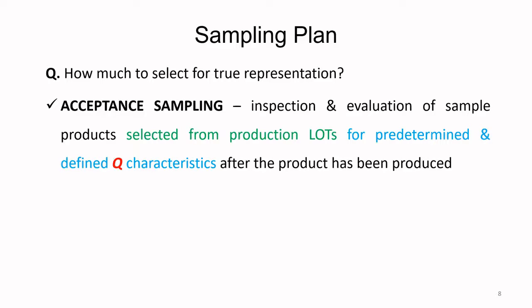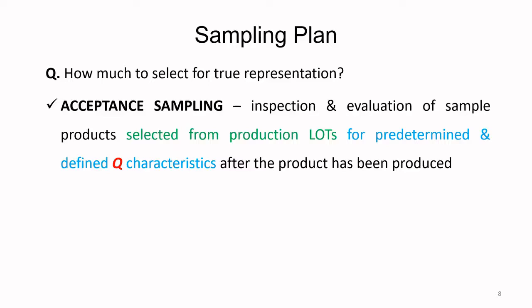Now there is something called acceptance sampling. What happens here is the inspection and evaluation of sample products selected from production lots for predetermined and defined quality characteristics after the product has been produced. So the shipment has been made. We have predetermined and defined quality characteristics: stains, holes, color mismatch, checks not matching, measurements, and things like that. So the inspector is going to look for all those predetermined and defined quality characteristics from the selected production lot.